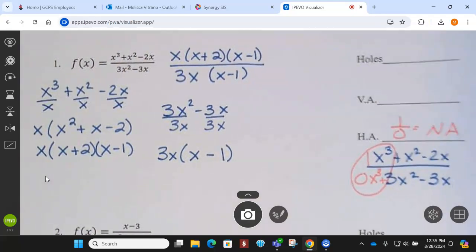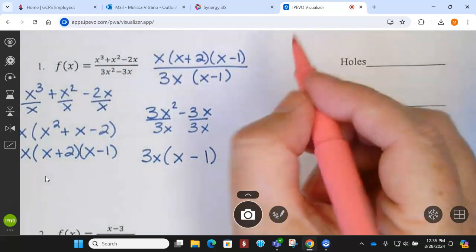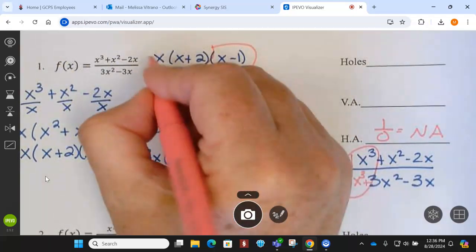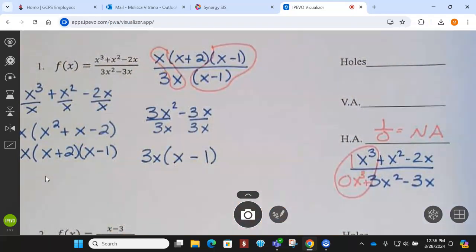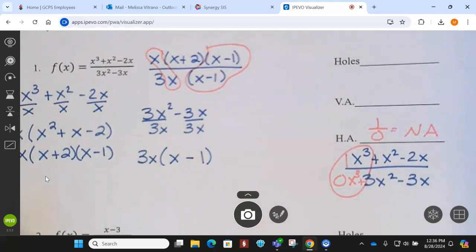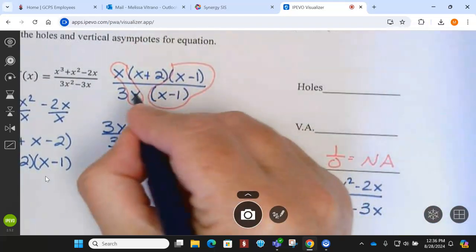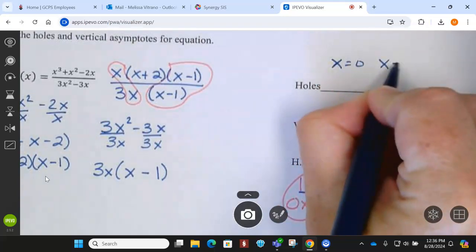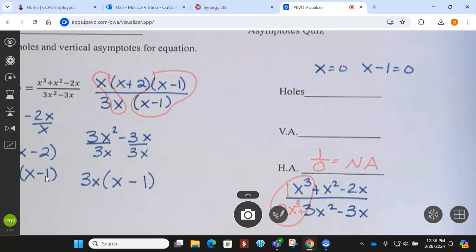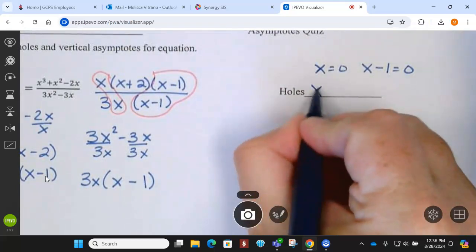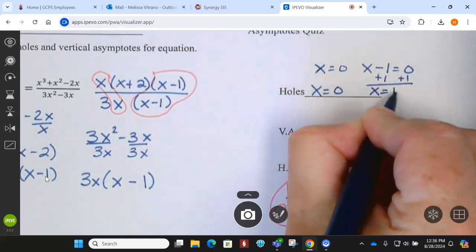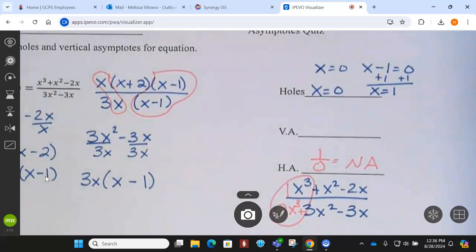Now, first things first, we got to ask, do we have a hole? A hole is when we have a common factor on top and on bottom. So we have that x minus 1. And notice here, we also have that x. So what we're going to do, I'm going to come over here. We're going to set x equal to 0 and x minus 1 equal to 0. So there's one answer, x equals 0. And then here we're going to add 1 to both sides, so we get x equals 1. So we actually have two answers.